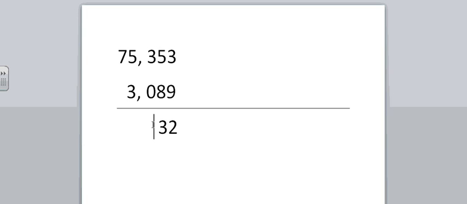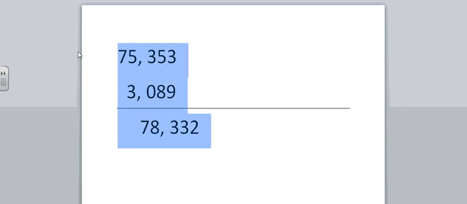3 plus nothing is 3. 5 plus 3 is 8. And 7 plus nothing is 7. So my answer should be 78,332. I apologize. It's really hard to carry things over on the computer. So my answer should be C, 78,332.